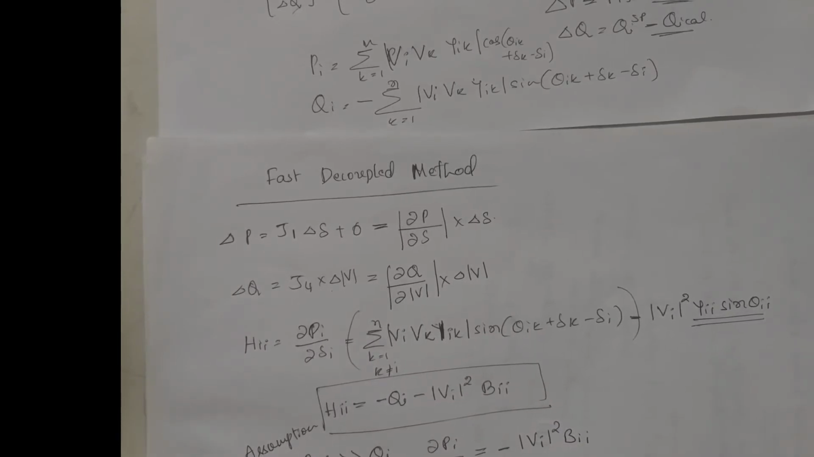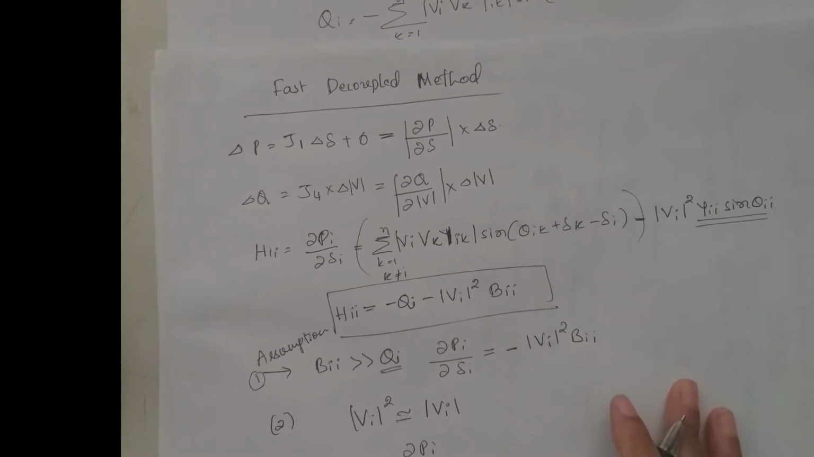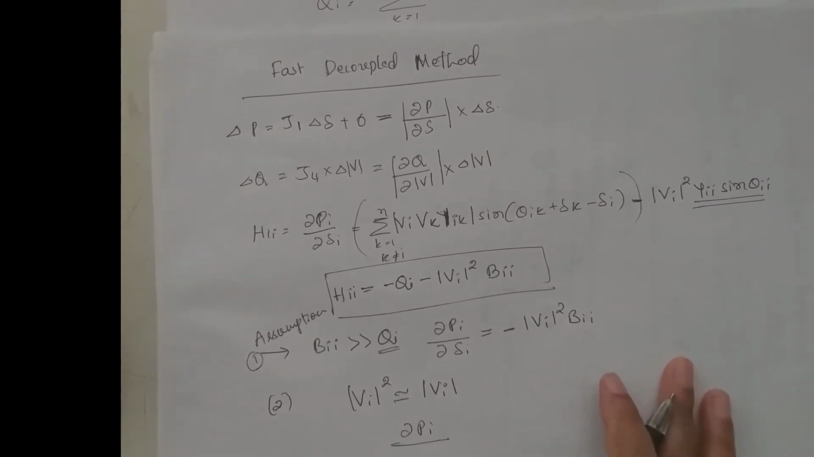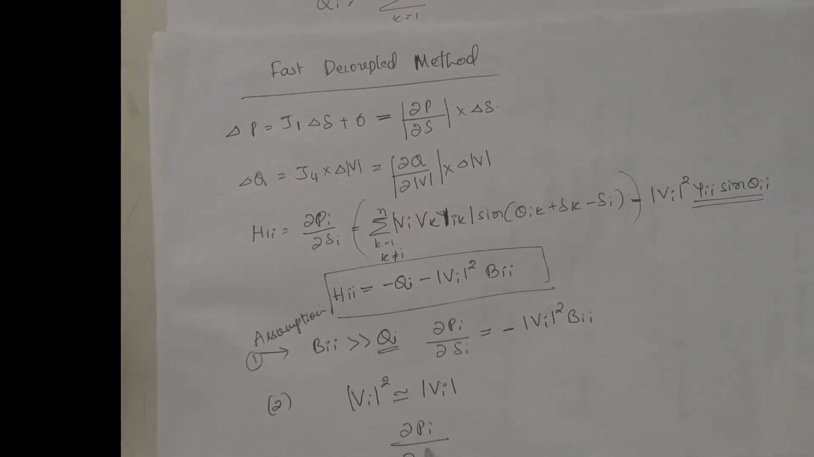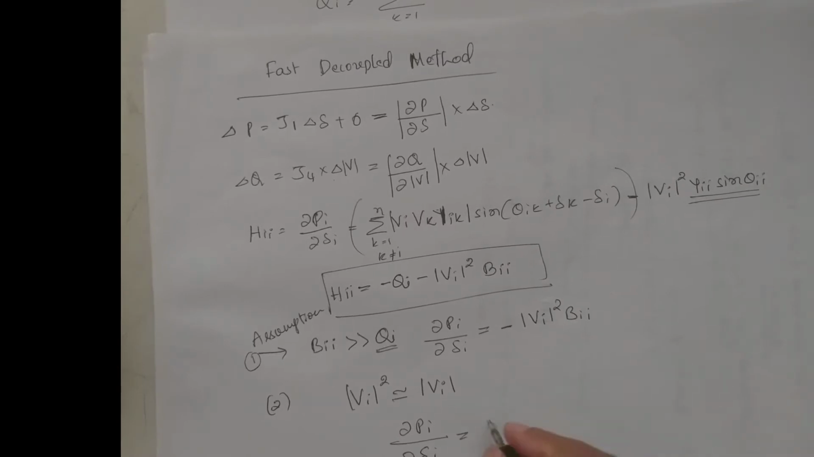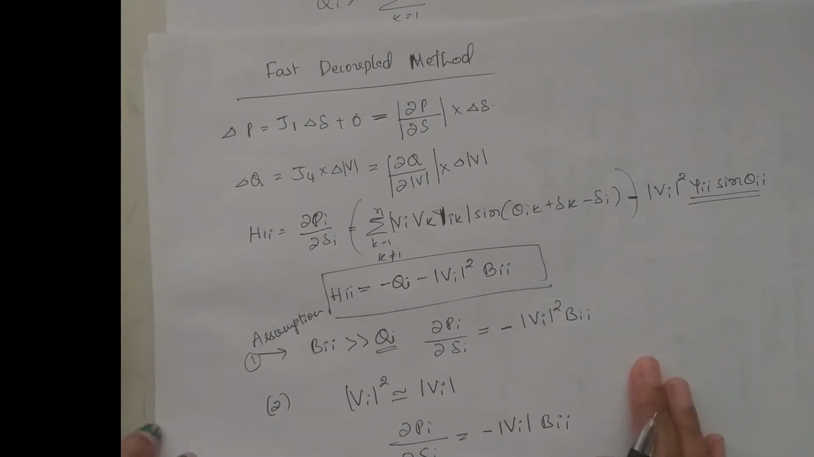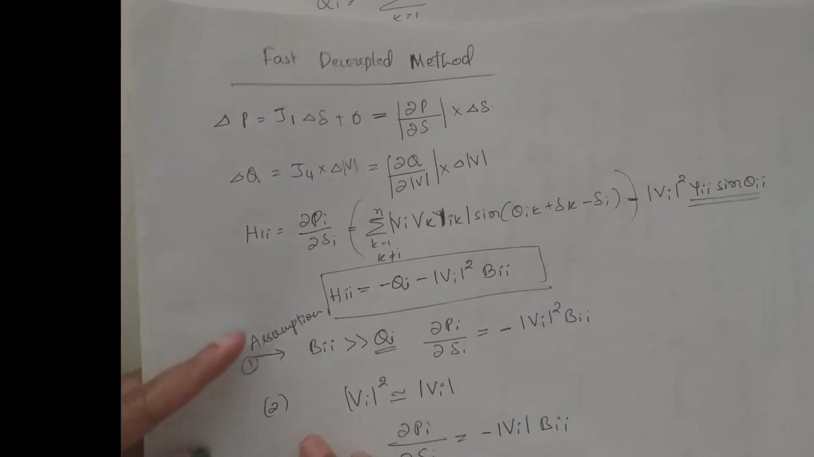And we take another assumption under this. Assume Vi square is almost equal to Vi. Assuming this, we get the partial differentiation of Pi with respect to delta I equal to minus Vi Bii. This is the first assumption.